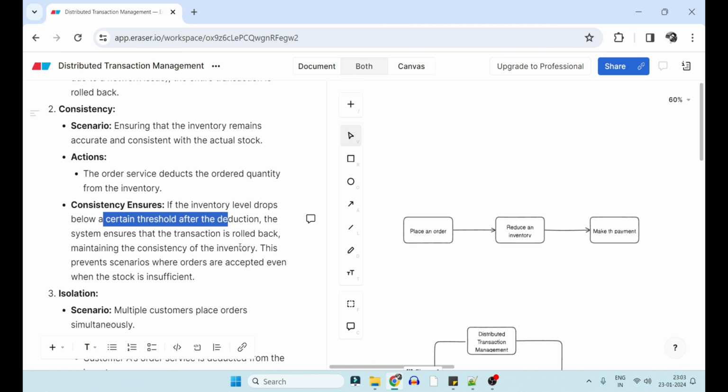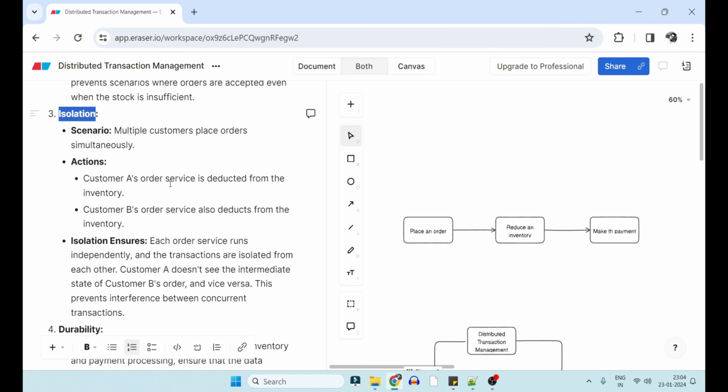Hence in that scenario, you have to roll back the whole transaction because you have ordered a quantity which is more than the actual stock. So the transaction is rolled back, making sure that your system is consistent. That means you have not taken an order which expects a quantity of product more than your actual stock in the inventory. So that makes sure that your system is consistent.